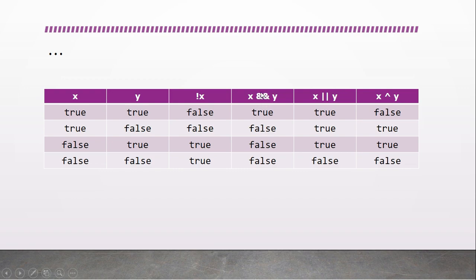In the logical AND operator, if either of the values is false, the result becomes false, otherwise true. In the OR operator, if either value is true, the result becomes true, otherwise it becomes false. In the exclusive OR operator, if both values are the same, like both true or both false, the result becomes false, otherwise it becomes true.